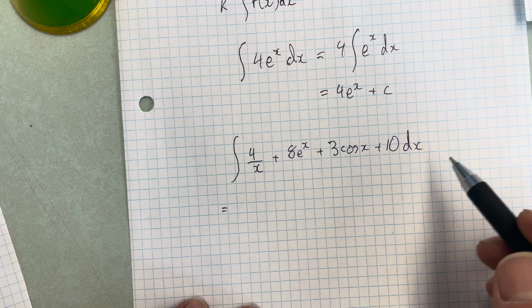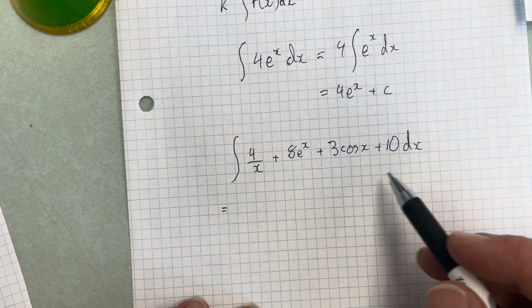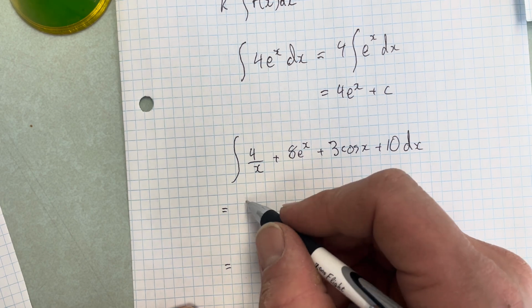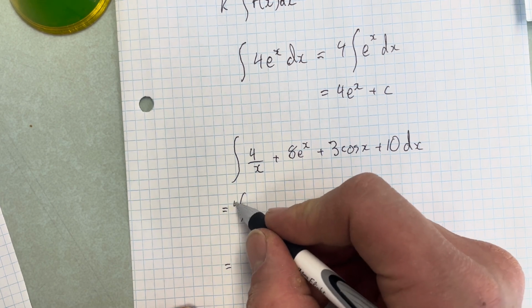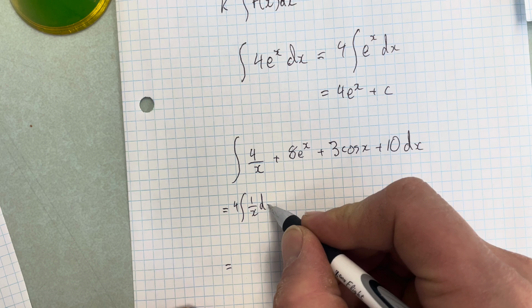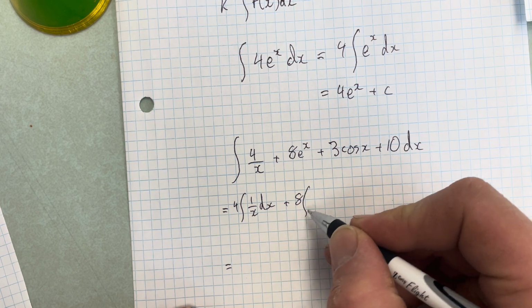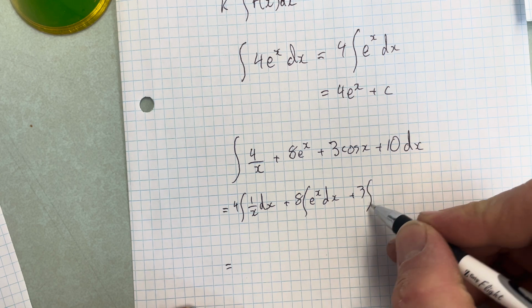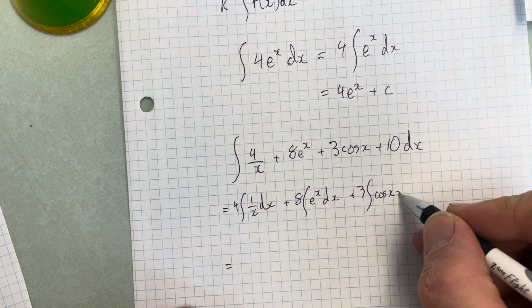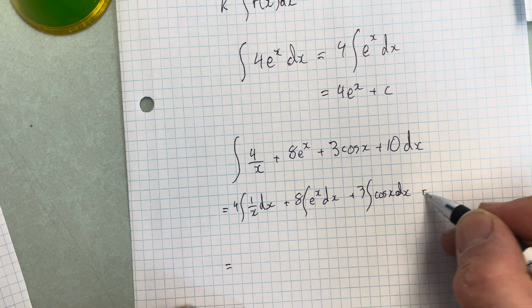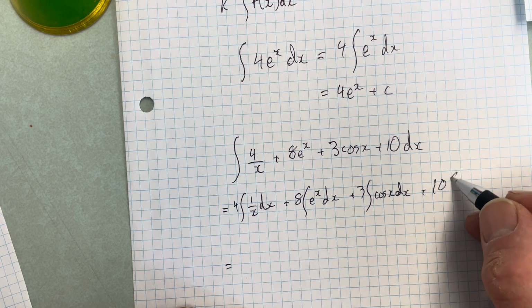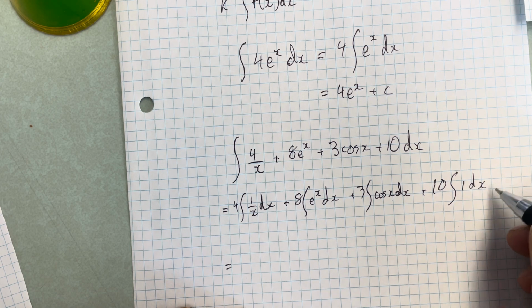So I can consider this term by term, and often students won't write this line that I'm about to write. They'll just skip down to the next line. But I'm going to write the line as the integral of 4 times 1 over x dx plus 8 times the integral of e to the x dx plus 3 times the integral of cosine x dx plus 10, or plus the integral of 10, or 10 integral of 1 dx.